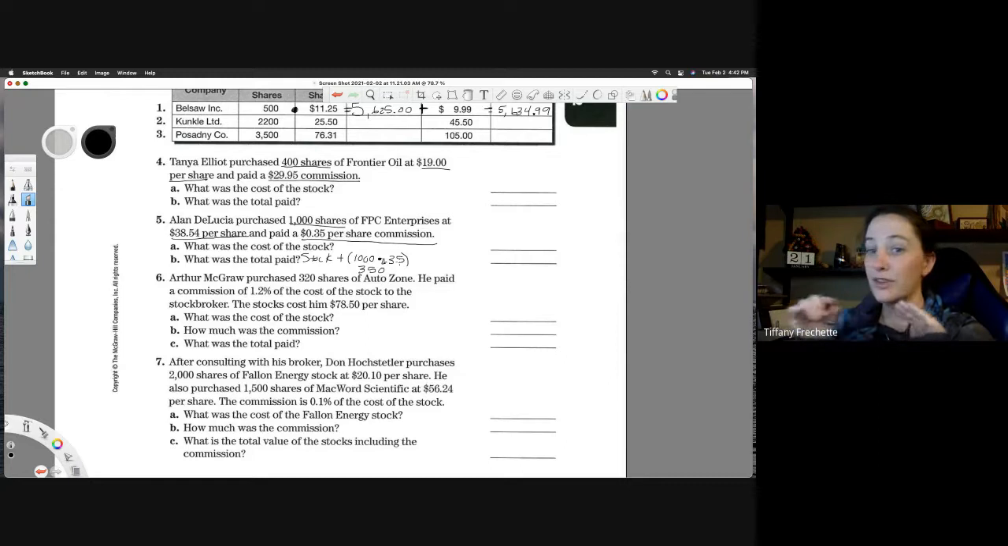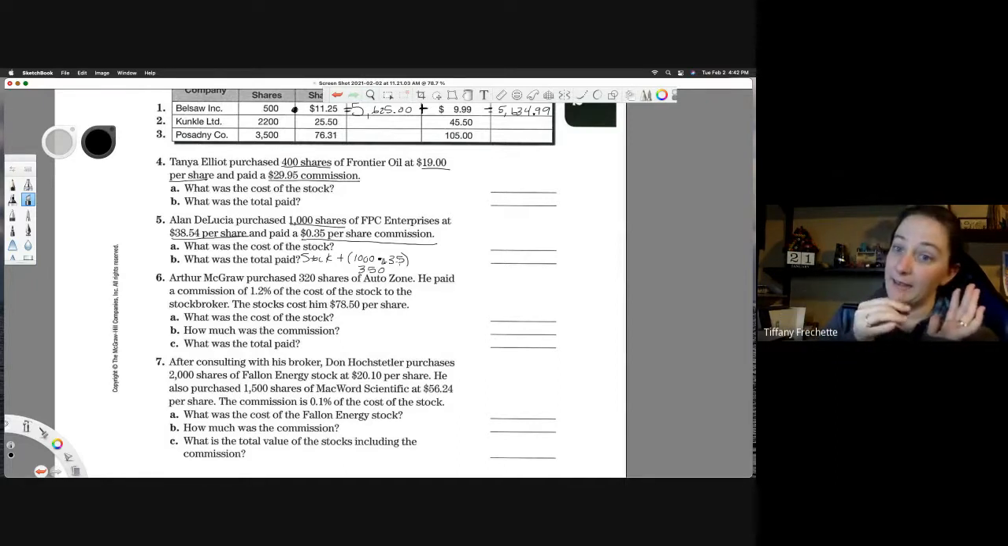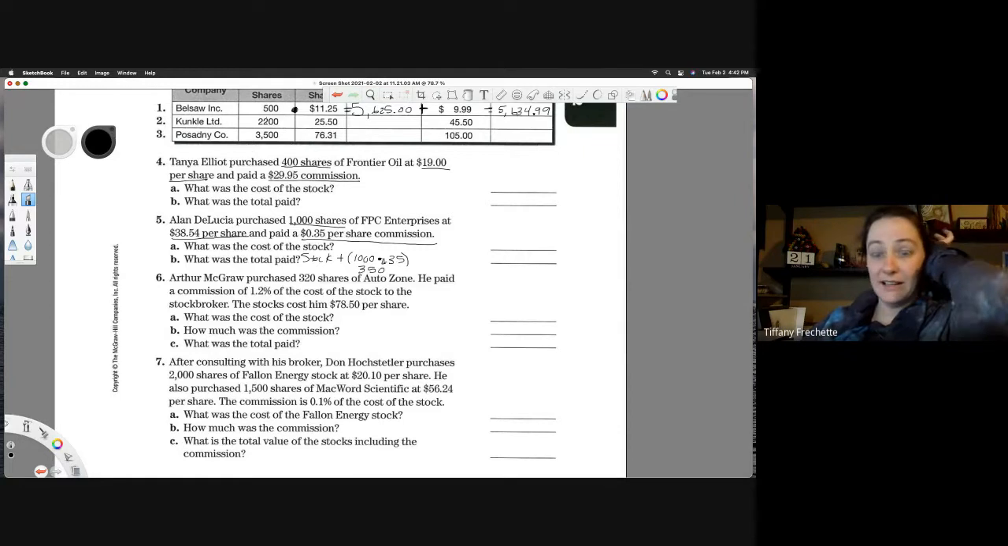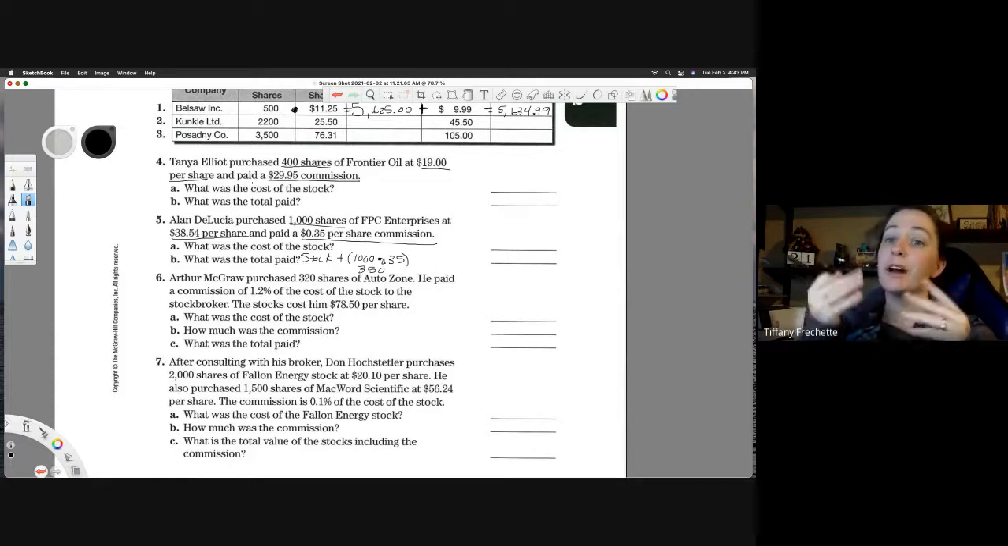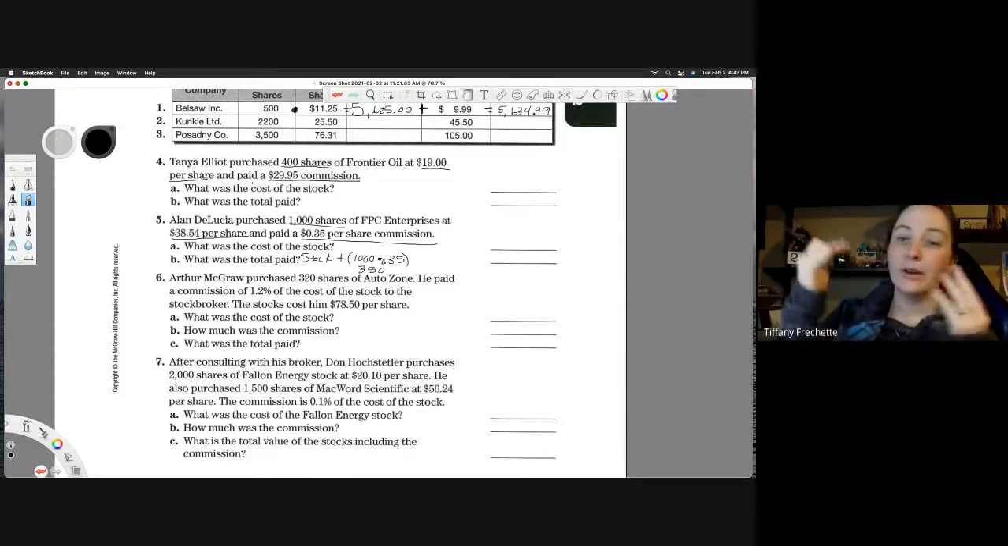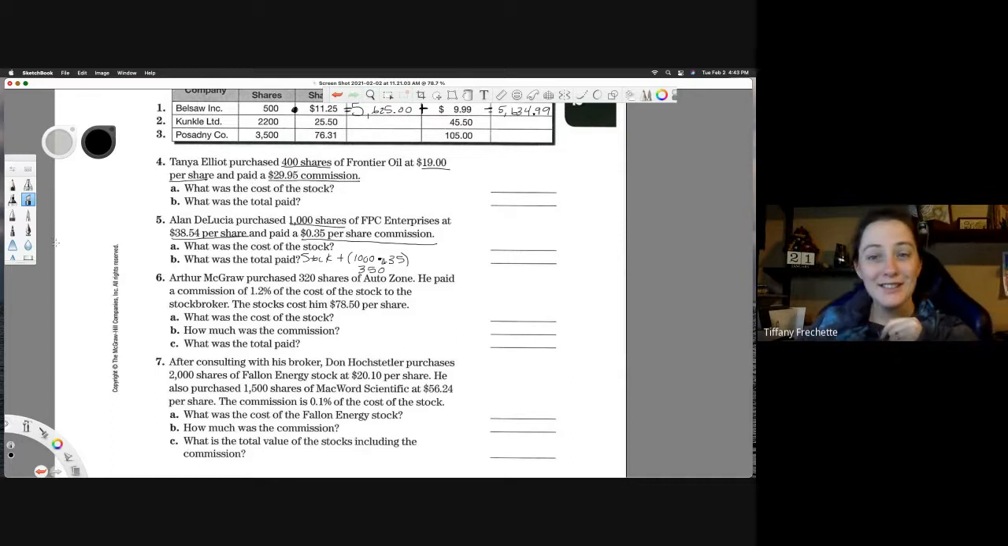So that's why they're doing it that way. Sometimes commissions are just flat fees, $9.99, $29.95, like a couple we've looked at, or it's per share. So the more you buy, the more they get. So it does kind of depend. Sometimes the flat fees also change based on the number of stocks you buy. So the more stocks you buy, the more the fee is. Stocks can definitely get a little more complicated than this, but they're trying to simplify it as much as they can. So just make sure you're paying attention. Is it a flat fee or is it per share?